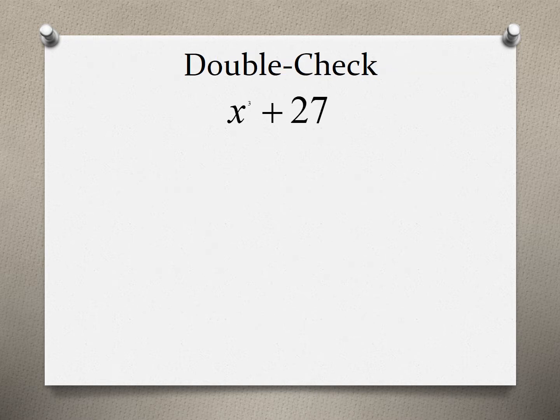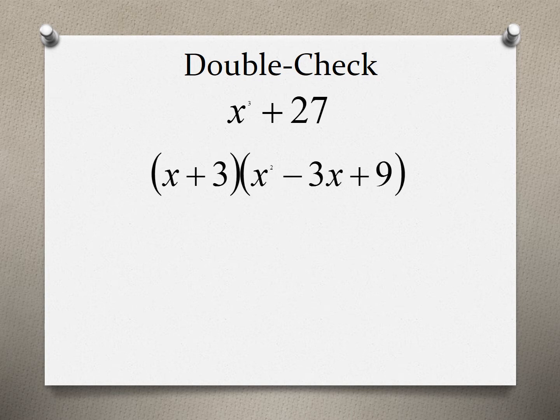One last thing I like to demonstrate is the double checking of your factored form. So let's go with our sum of perfect cubes. If I start with the sum of perfect cubes and I have x raised to the third power plus 27, and I factor that and say that the factored form of this is x plus 3 quantity times the quantity of x squared minus 3x plus 9, then I need to verify that that's actually true.